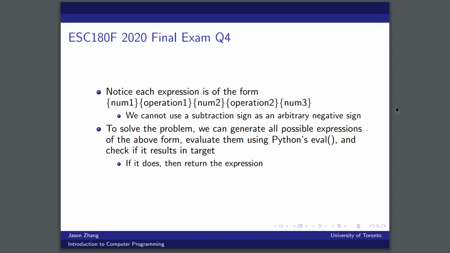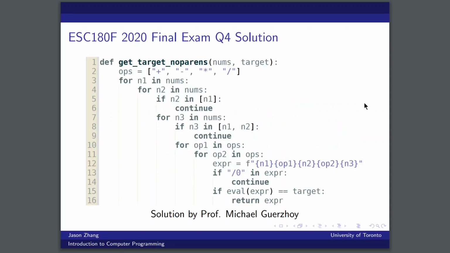So this is definitely a permutation problem, because given a list of three numbers, we can permute them in different ways for these numbers, num1, num2, and num3. And for our operations, we can also permute given our four arithmetic operations. So this is the code for the solution, and this solution is written by Professor Guerzhoy, so credit to him.